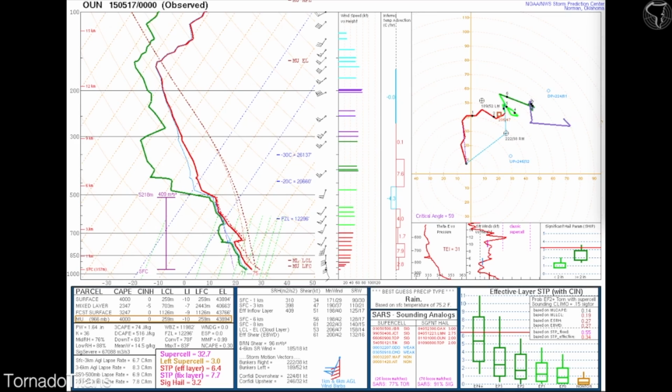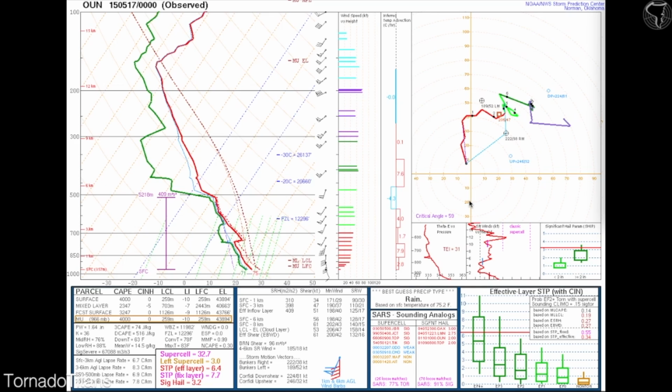For 0 to 6 kilometer, we look for values in the range of 30 to 35 knots for supercells. Anything below that, storms are going to struggle to get organized. For the big high-end days, 50, 55 knots is what you're looking for. Obviously, you've got plenty of that on this sounding. It's there, it looks good.